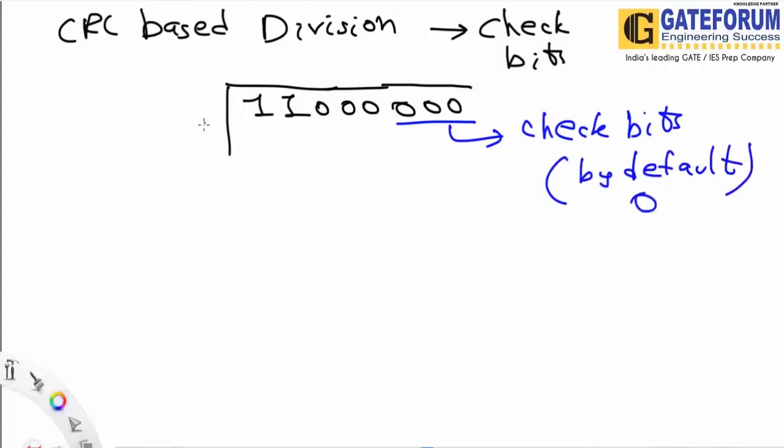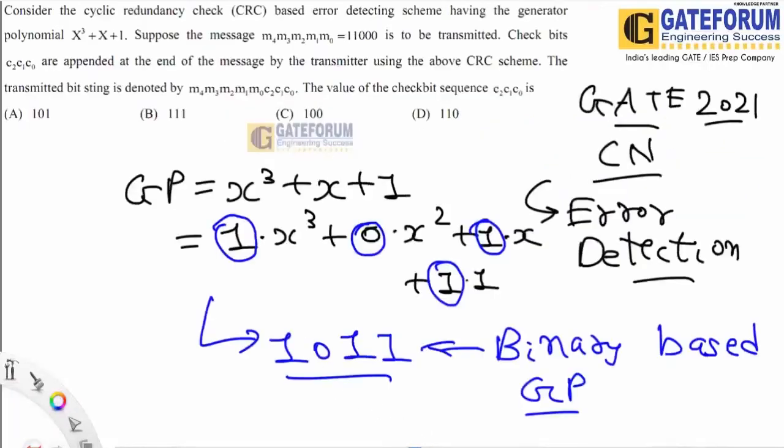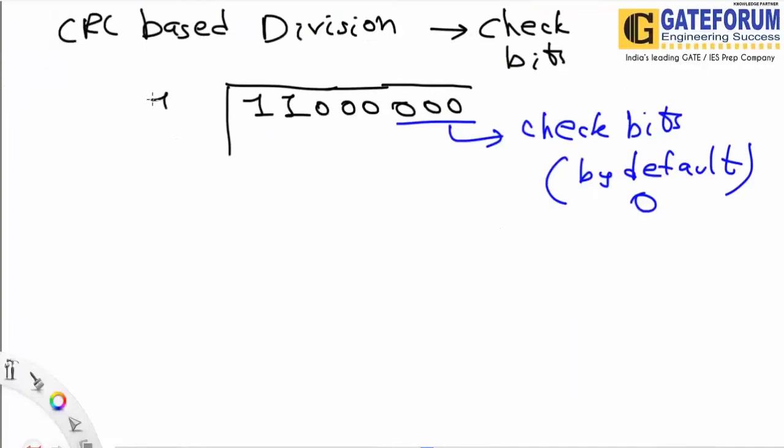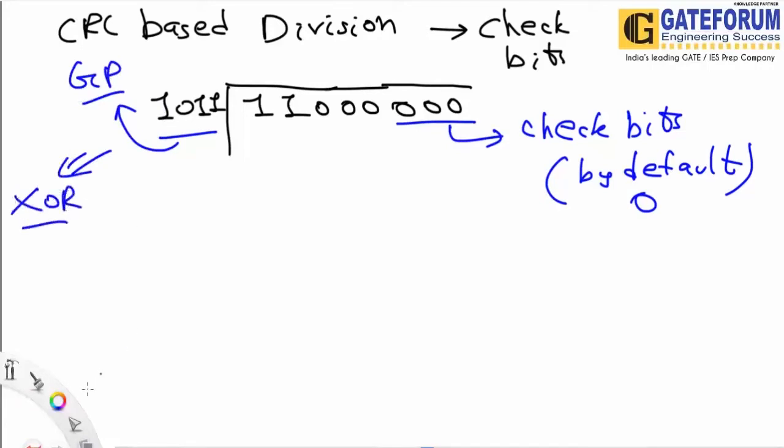Now we will do the division with the GP. The GP is 1011. So we are doing the division using the generator polynomial 1011, and we will perform an XOR operation. Let's try to identify how we will calculate. Since GP is 4 bits, we need to take the first 4 bits, which is 1100. The most significant bit is 1, so we take 1011 into 1, which is 1011.